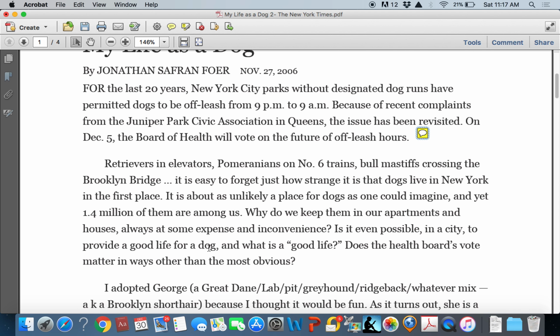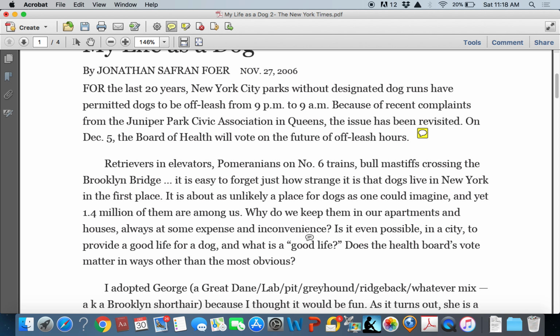We shall see. Retrievers in elevators, Pomeranians on number 6 trains, bull mastiffs crossing the Brooklyn Bridge. It is easy to forget just how strange it is that dogs live in New York in the first place. It is about as unlikely a place for dogs as one could imagine, and yet 1.4 million of them are among us. Why do we keep them in our apartments and houses, always at some expense and inconvenience? Is it even possible in a city to provide a good life for a dog? And what is a good life? Does the health board's vote matter in ways other than the most obvious?